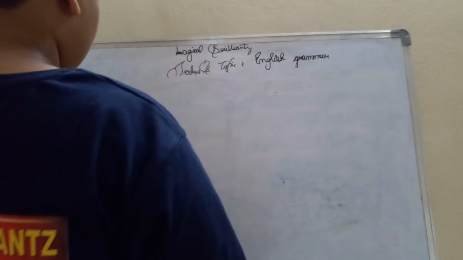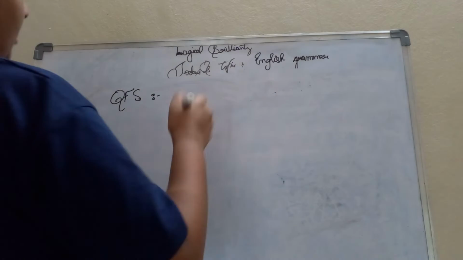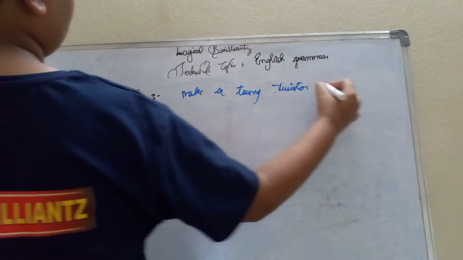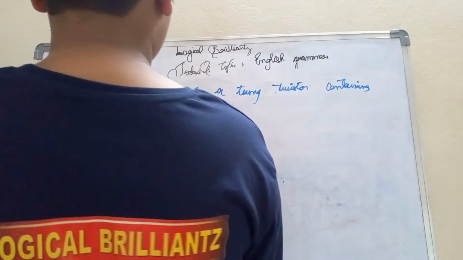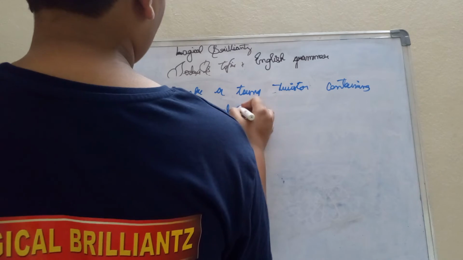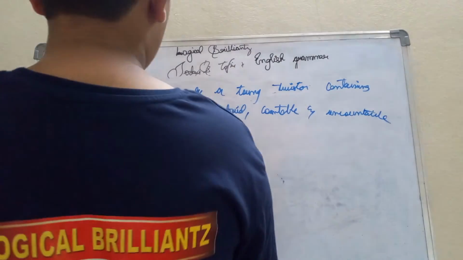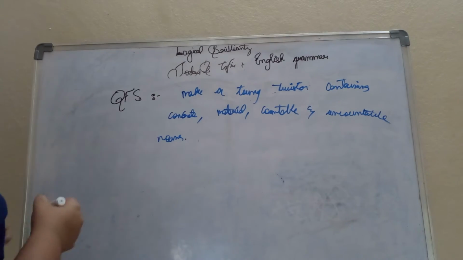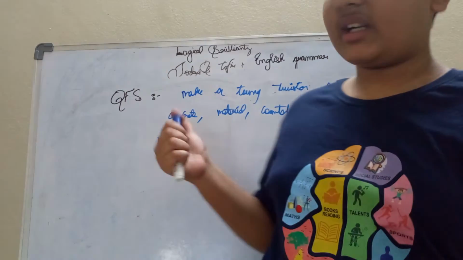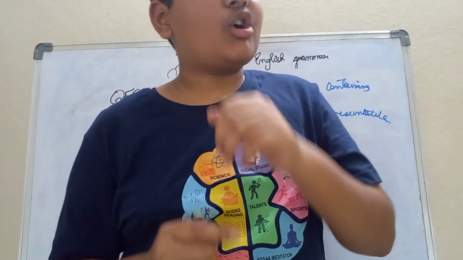Okay, today your QFS is: make a tongue twister containing concrete, material, countable and uncountable nouns, like how we did now, like chalk, milk, true love, like that. I have to make a tongue twister containing concrete noun, material noun, collective noun, countable noun and uncountable nouns. So this is all about today's video.